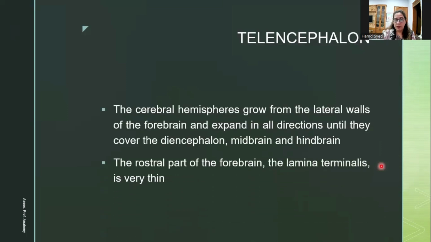Now let's come to the development of the telencephalon, which is the anterior part of the forebrain. As I mentioned before, this includes the cerebral hemispheres and the lamina terminalis. The cerebral hemispheres grow from the lateral walls of the forebrain and they expand in all directions until they cover the diencephalon, midbrain, and hindbrain. So we know it is the largest, most prominent part of the brain, whereas the rostral part of the forebrain, the lamina terminalis, is very thin.